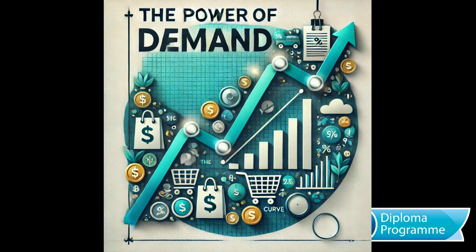Picture yourself at a summer fair. You spot a lemonade stand selling cups of refreshing lemonade for $1 each. It's hot and you're thirsty, so you buy 2 cups. Now imagine the price jumps to $3 per cup. Would you still buy two? Probably not. You might buy just one or none at all. This behavior illustrates a basic economic principle. As prices rise, demand typically falls. This relationship is known as the law of demand.